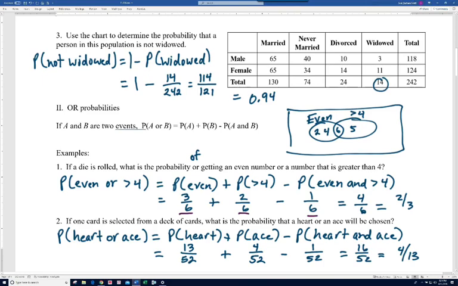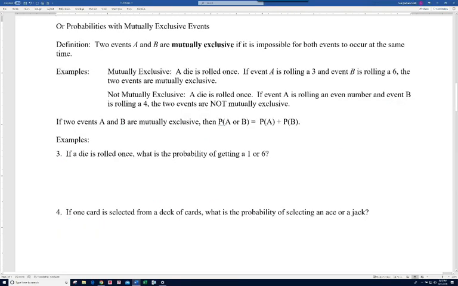All right, let's go ahead and move on to the next slide. So, probabilities with mutually exclusive events. What's going on here? It says two events A and B are mutually exclusive if it is impossible for both events to occur at the same time. So here's some examples.